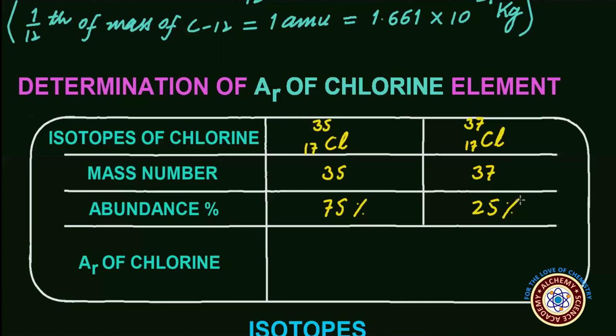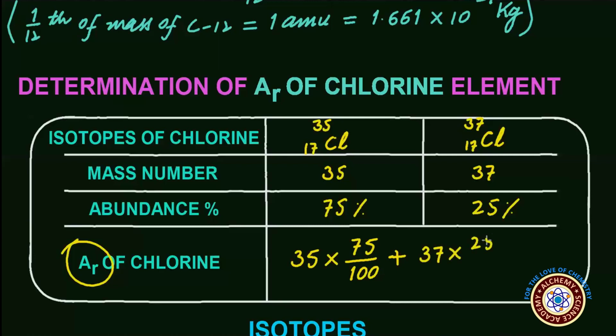Now, in order to calculate the relative atomic mass of chlorine, we will proceed as follows: mass number of one isotope, 35, multiplied by percentage abundance, which is 75%, and 75% can be written as 75 divided by 100. The mass number 37 multiplied by 25%, and 25% can be written as 25 divided by 100. On simplification, we get 35.5. So the relative atomic mass of chlorine is 35.5.